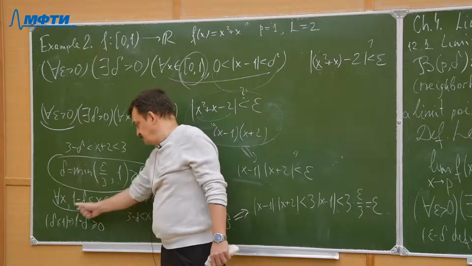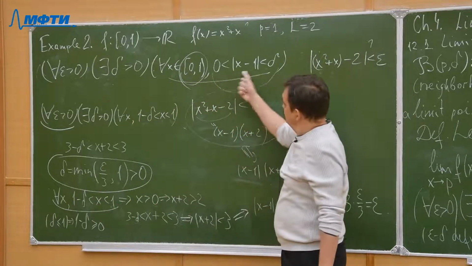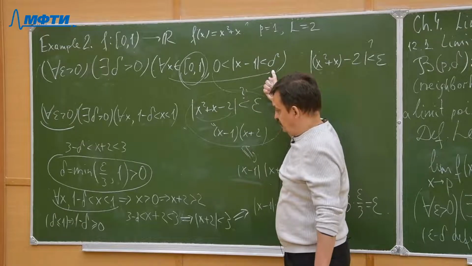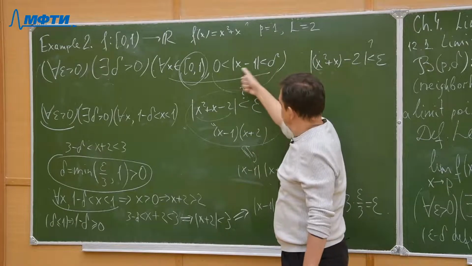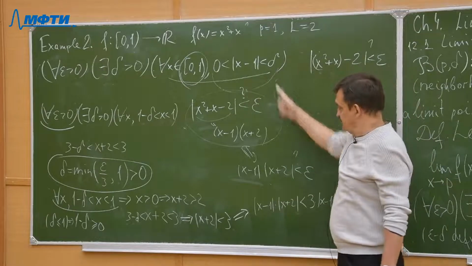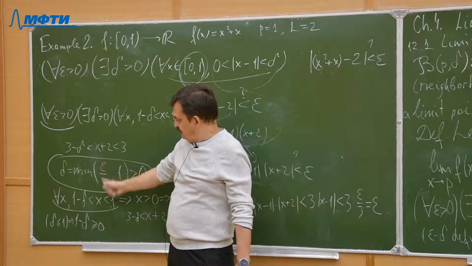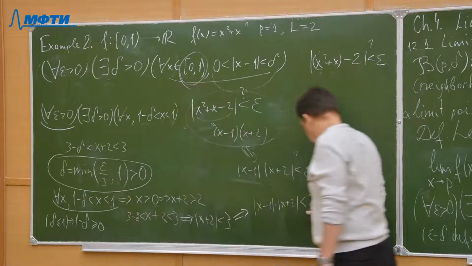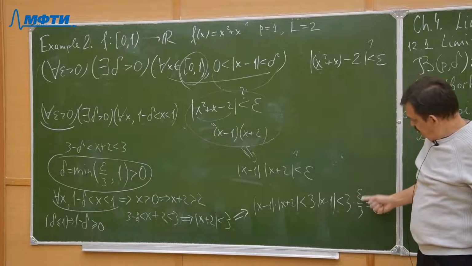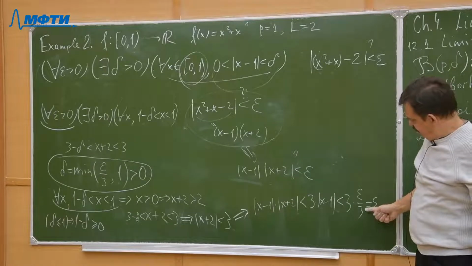So x is greater than 1 minus delta and less than 1. It implies that double inequality, and we are interested in the right-hand side, so x minus 1 less than delta, which is less or equal to epsilon over 3. So we can substitute here 3 times epsilon over 3, and that is epsilon.